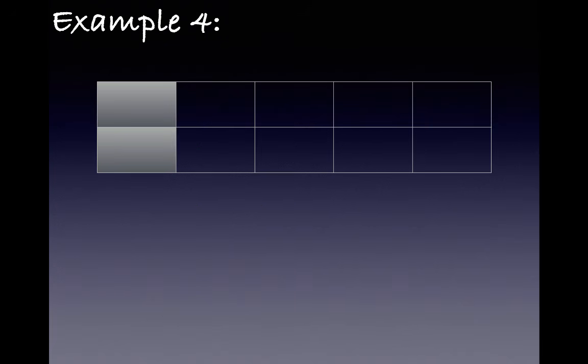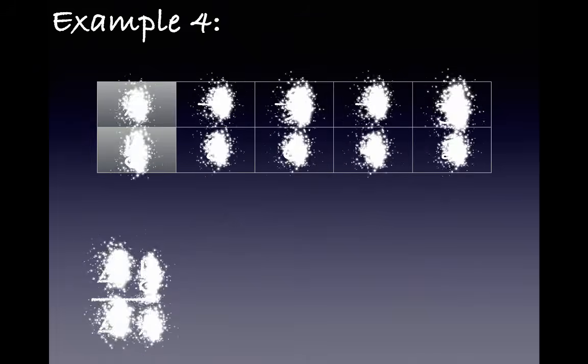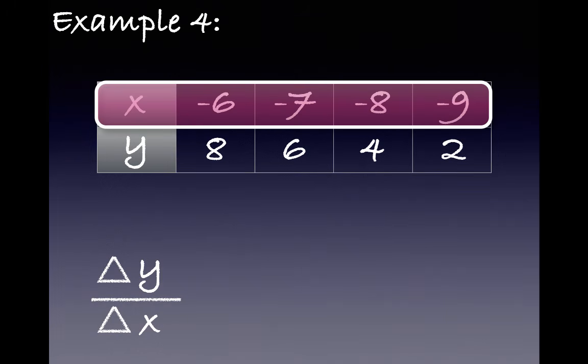Lastly, with example 4, we'll look at a horizontal table again. The change in the x values up top is going from -6 to -7. So since we're getting farther away from 0, that's decreasing. And so we're going to put -1. It's going down by 1. Then it's going down 1 again, and down 1 again.